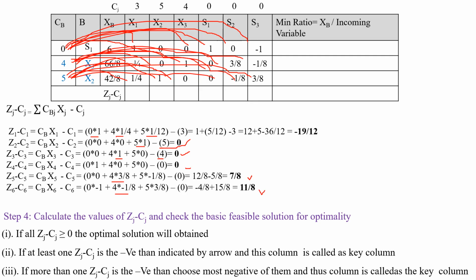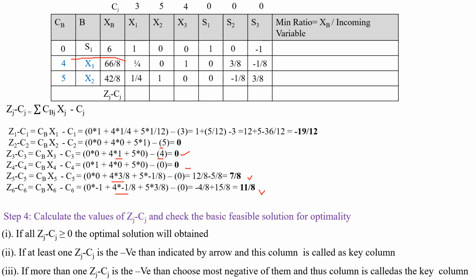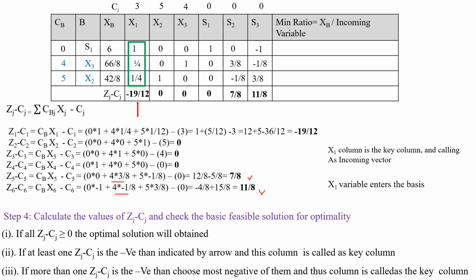So here observe that except Z1 minus C1, all the remaining Zj minus Cj values are positive. So here only one Zj minus Cj value is negative, that is Z1 minus C1 for the X1 column. Z1 minus C1 for the X1 column is a negative value. We have to select the X1 column as the key column, and the X1 variable enters the basis.